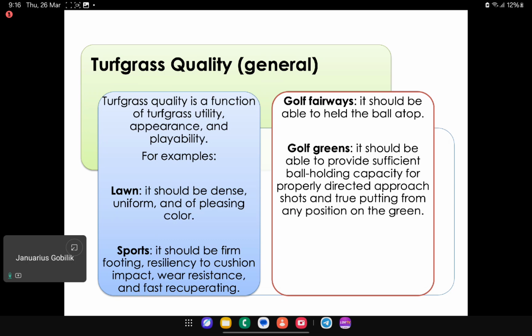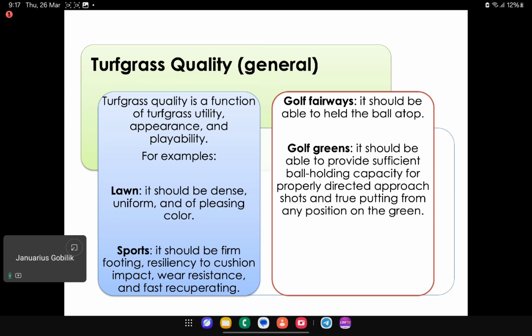All right, so about the top class quality in general, we are talking about quality as a function and also appearance and playability. So for example, if you want to establish a lawn, a turf grass lawn, it should be dense, uniform, and of pleasing color. That is the quality expected. And then if you are managing turf grass for the purpose of sports, it should be a firm footing. That means somebody can stand on it, and it will be a very stable platform for the person to be there.